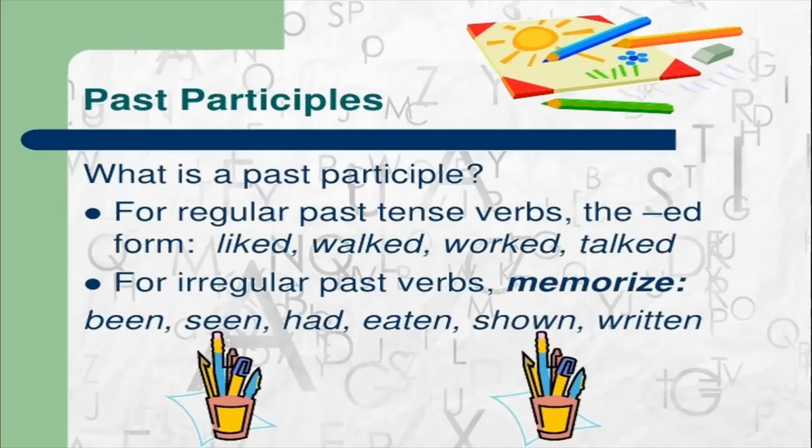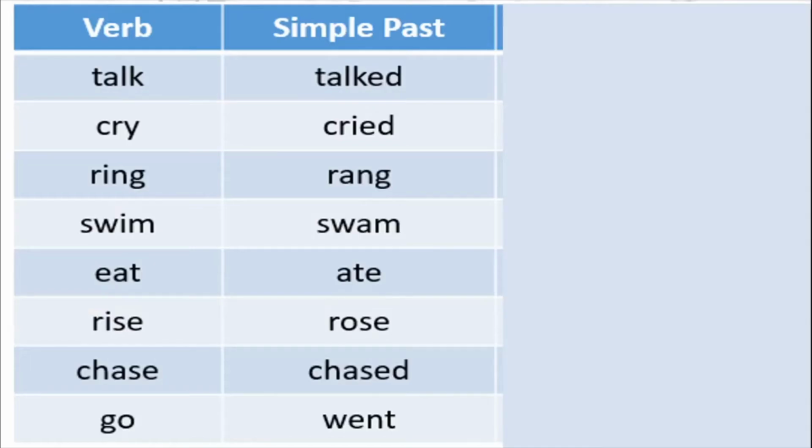Now, you usually don't say I shown. You say I had shown, I have shown. Alright, I have written, I have eaten. So these are the past participles. Past participles are usually used with the perfect tenses.